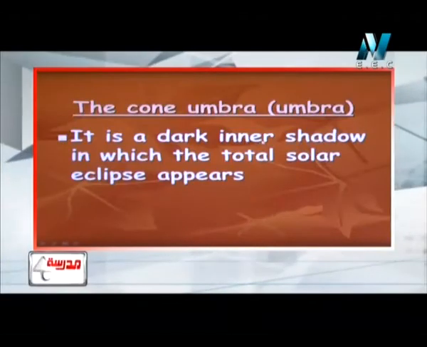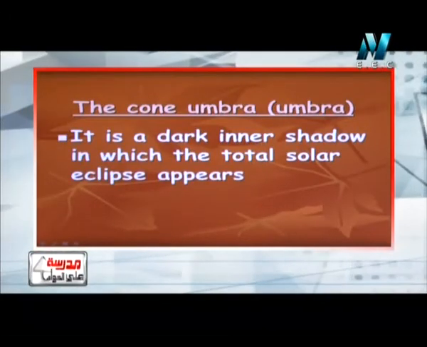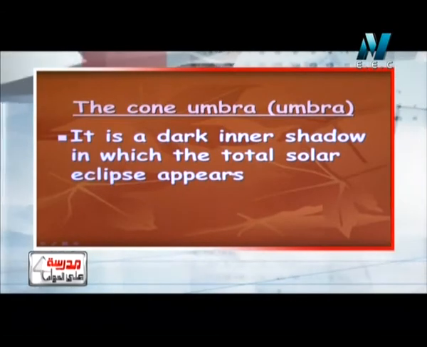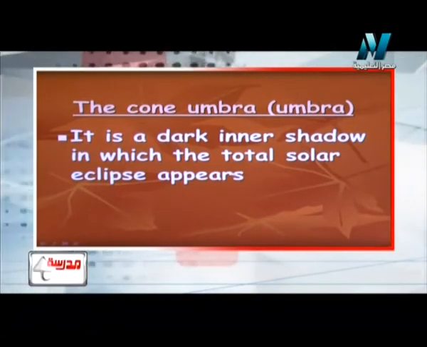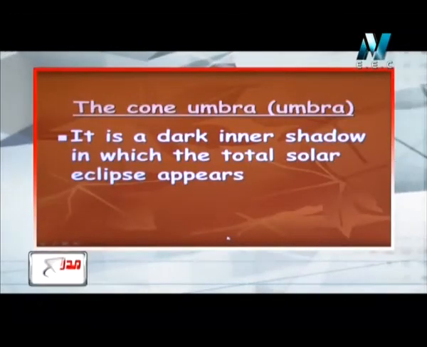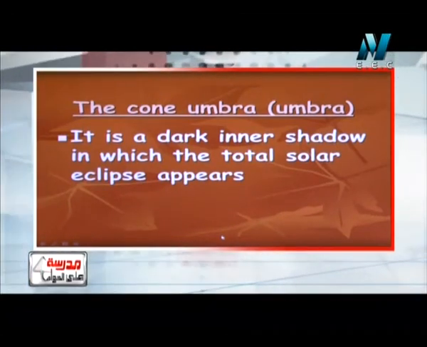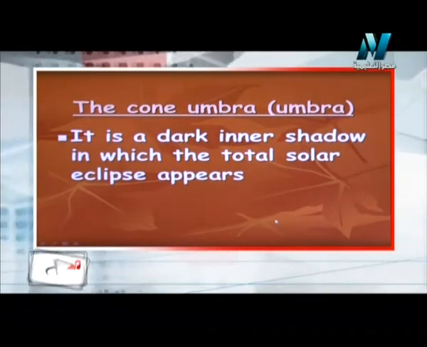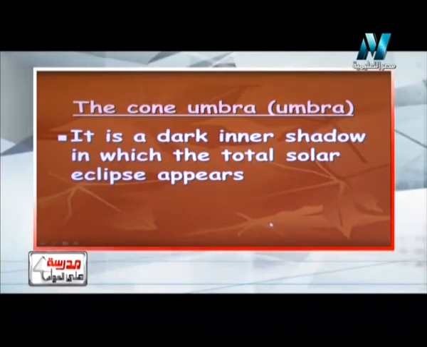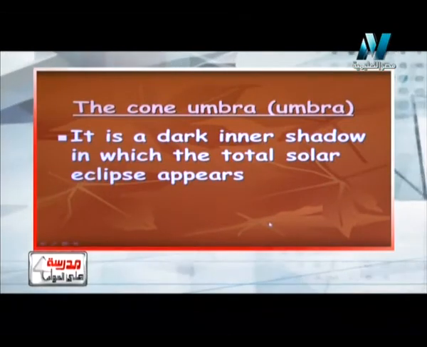Okay, so we can give a definition for the area of umbra or the cone of umbra. It's like a cone. We have studied the cone shape in mathematics. So again, the umbra, we can say it's a dark inner shadow area in which the total solar eclipse appears. Again, what's meant by umbra? It's a dark inner shadow area in which the total solar eclipse appears.